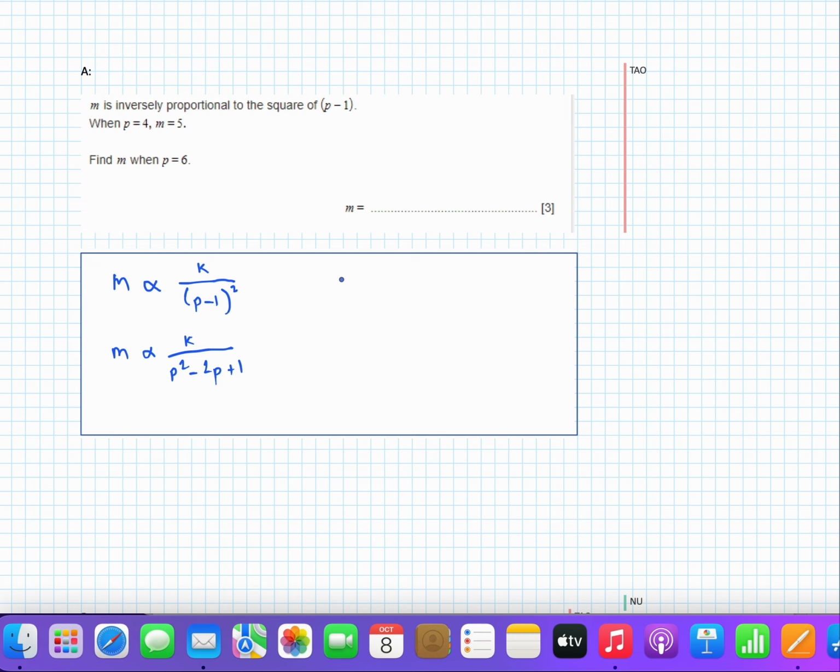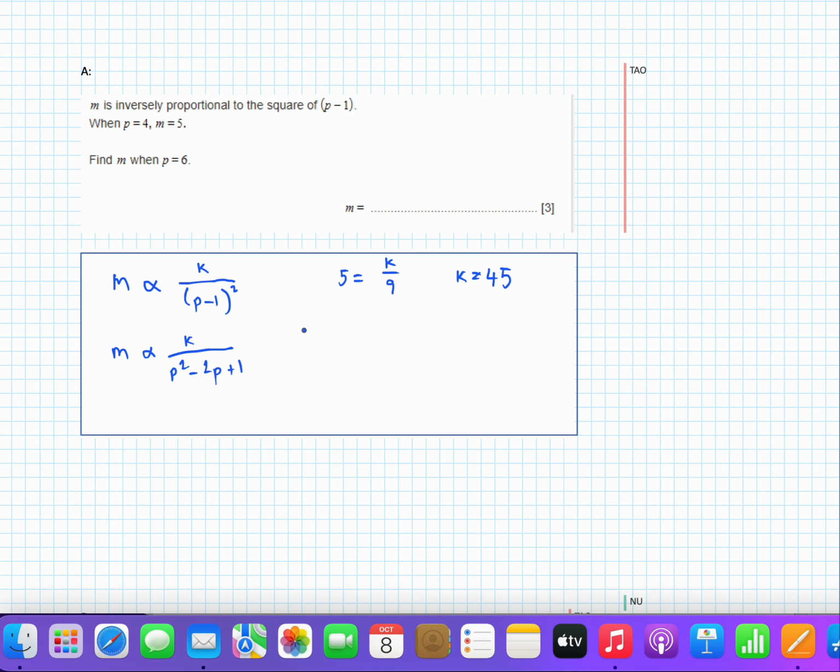Put in those values. Now we're going to revert back to an equal sign here, just to make it easier to look at. So m is 5 and p is 4. So we end up with k over 9. And we divide both sides by 9, and k will be 45. That's our first and second step.